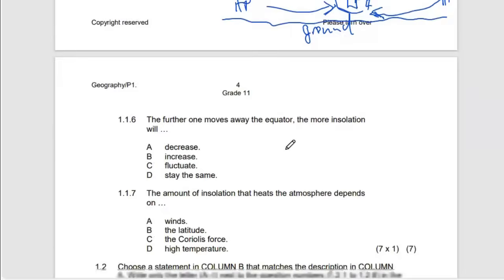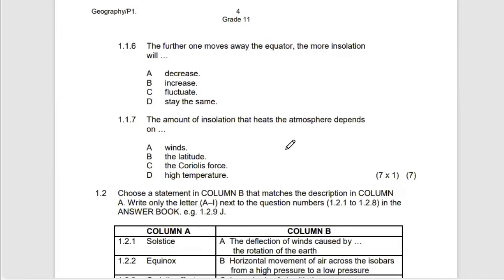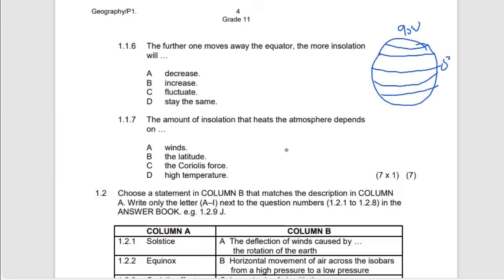Right, let's move on to the next question. Number 1.16 says, the further one moves away from the equator, the more the insolation will... If you're moving away from the equator, remember the equator is the low latitude, which is 0 degrees. Let's say we have 30, 60, and 90 degrees to the north, and we also have 30, 60, and 90 degrees to the south. So this is the equator.